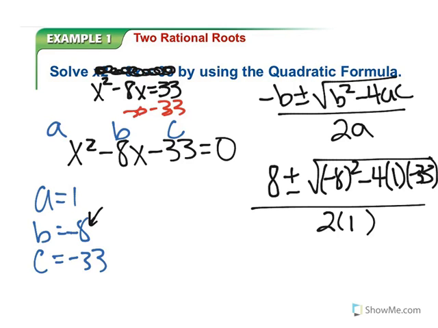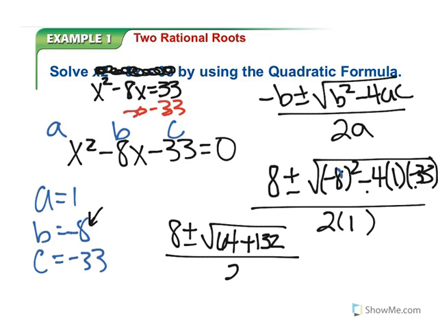Alright, now we need to simplify. We're going to start with the stuff underneath the square root. We know that negative 8 squared is 64, so we have 8 plus or minus the square root of 64. 4 times 1 is 4. 4 times negative 33 is 132. So we have a negative times a negative, that gives us a positive, so we're going to add 132 all over 2. We're still going to simplify the stuff on the inside of the radical.